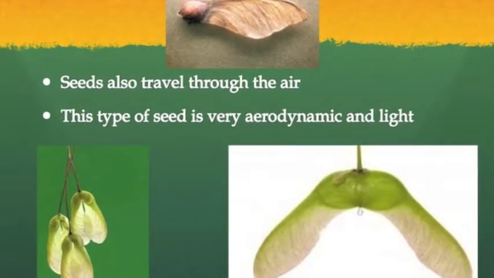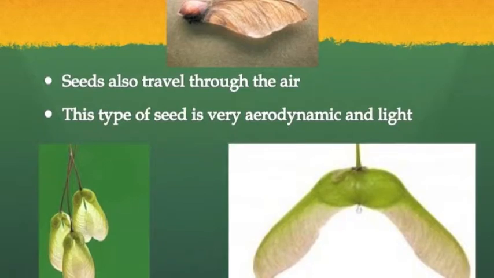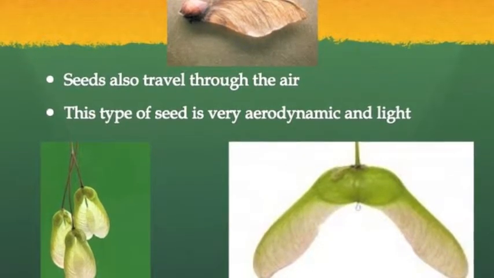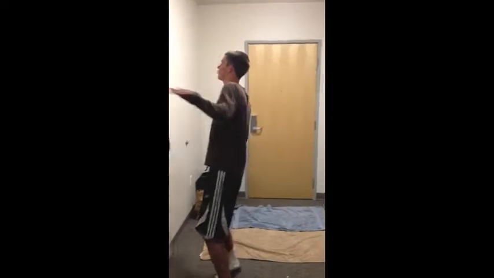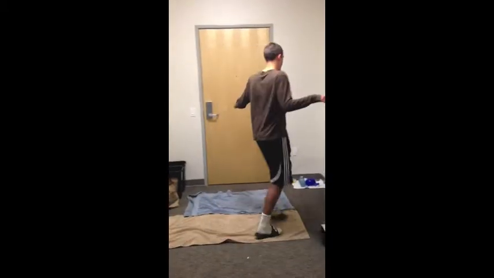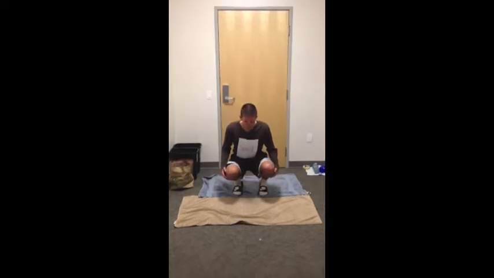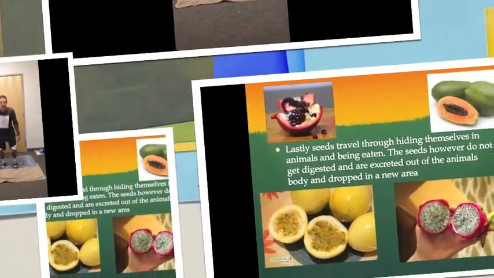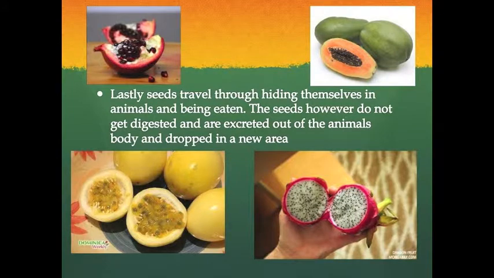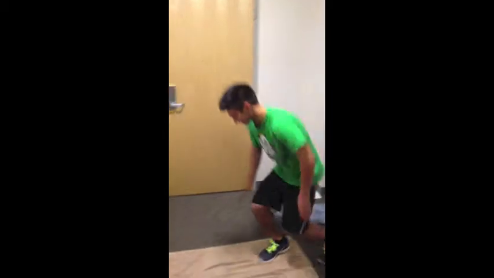Seeds also travel through the air. This type of seed is very aerodynamic and light. Lastly, seeds travel through hiding themselves in animals and being eaten. The seeds, however, do not get digested and are excreted out of the animal's body and dropped into a new area.